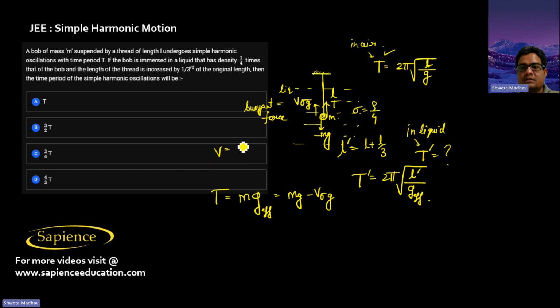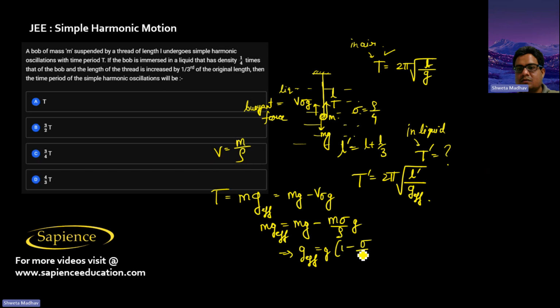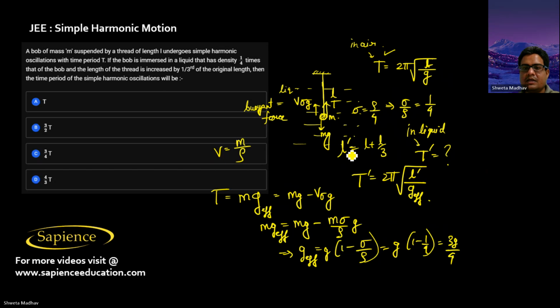Now volume I can say is mass by density, m by ρ. So m g effective is equal to mg minus m σ by ρ into g. Therefore g effective is nothing but g into (1 minus σ/ρ). Now σ/ρ is equal to 1/4. So this is g into (1 minus 1/4), so that is 3/4, 3g by 4. And L', the new length, is L plus L/3, so it is 4L/3.